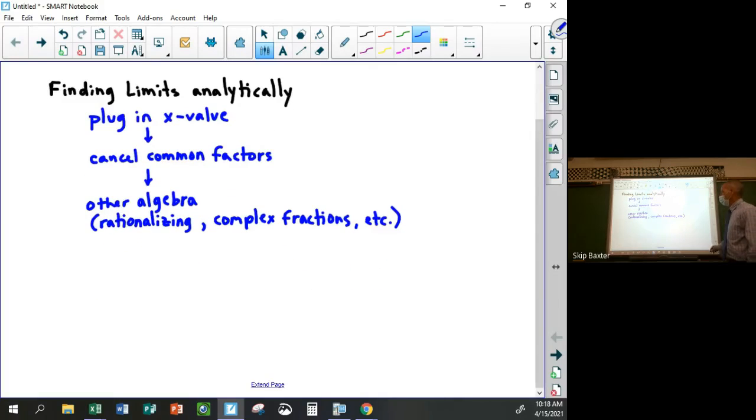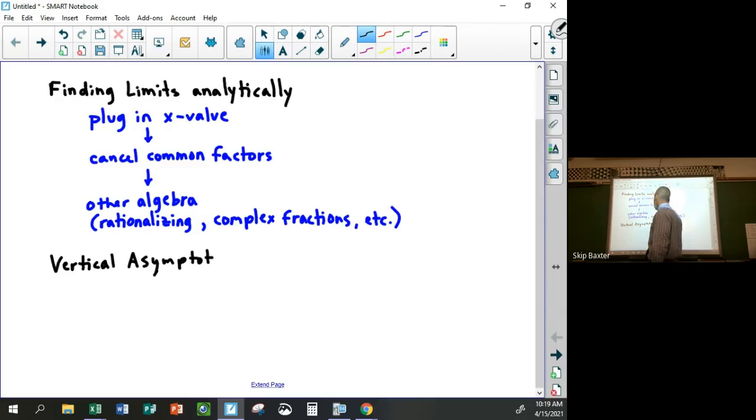Okay? So if you try all of these things and you still get a 0 in the denominator, then there's a situation where you have a vertical asymptote. Okay? So you can actually tell if there's vertical asymptotes right away by substituting the number, and if you get a 0 denominator but not a 0 numerator, then that means that there's a vertical asymptote. Then you're going to get an infinite limit at that point. Okay?